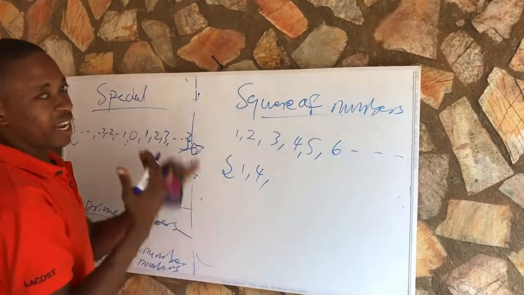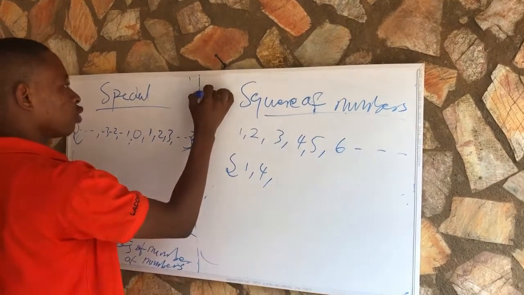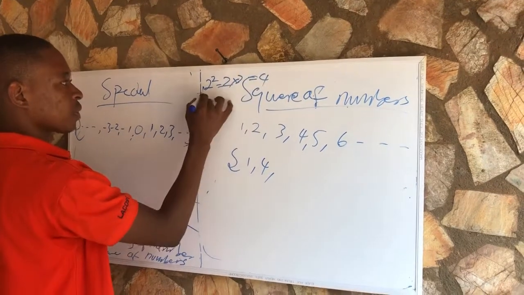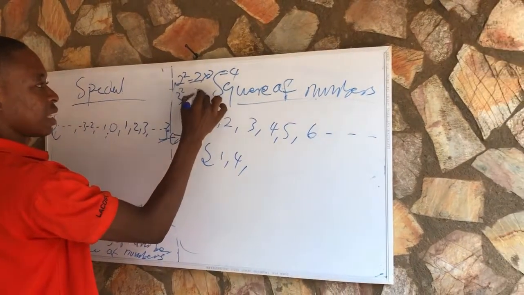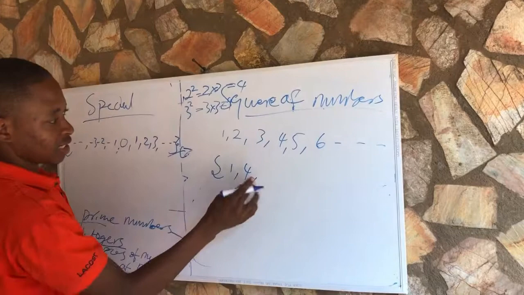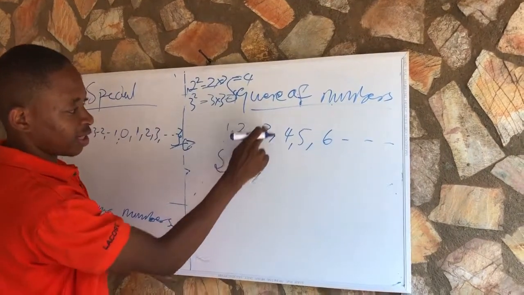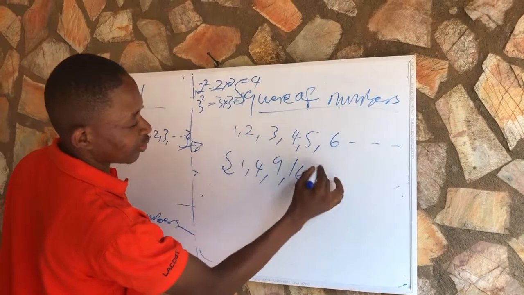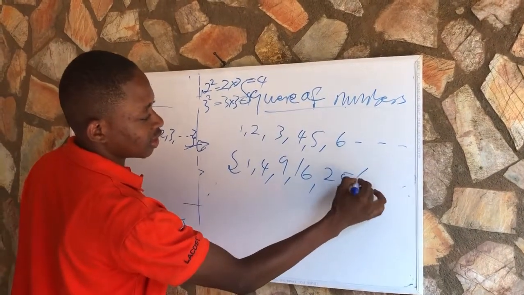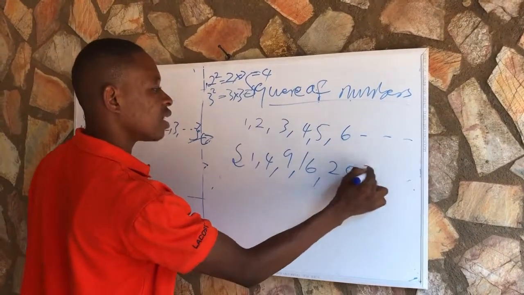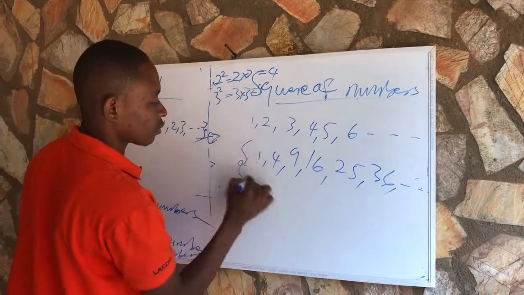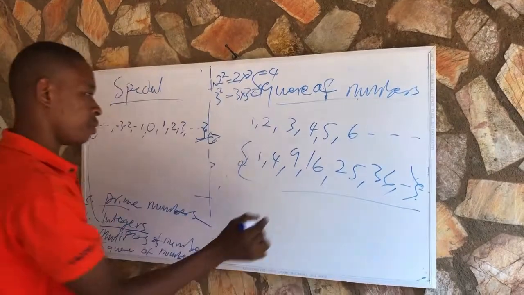Square means multiplying a number by itself. So 2 squared is equal to 2 times 2, which is 4. 3 squared is 3 times 3, which is 9. 4 squared, 16. 5 squared, 25. 6 squared, 36, in that order. So this is a set of square of numbers.